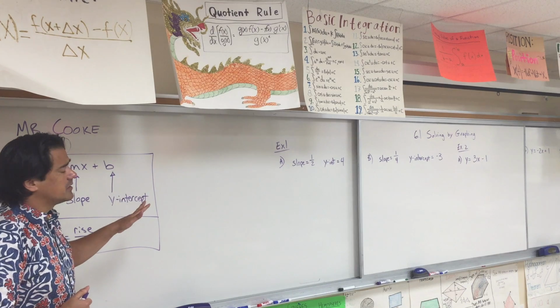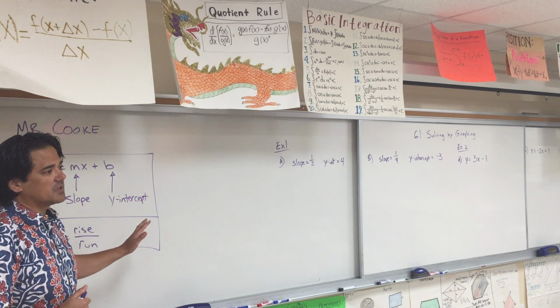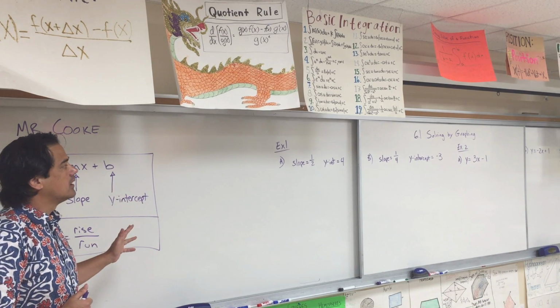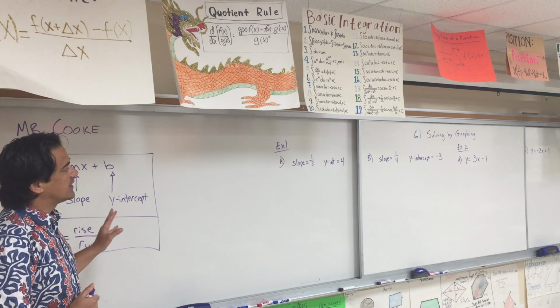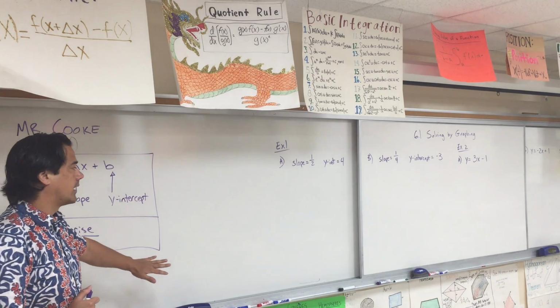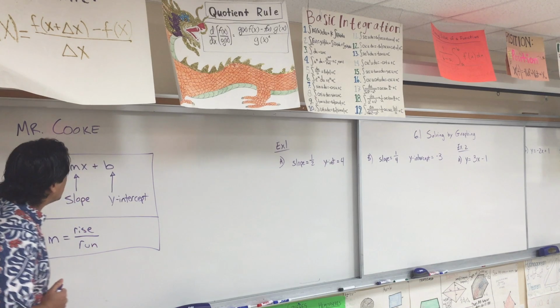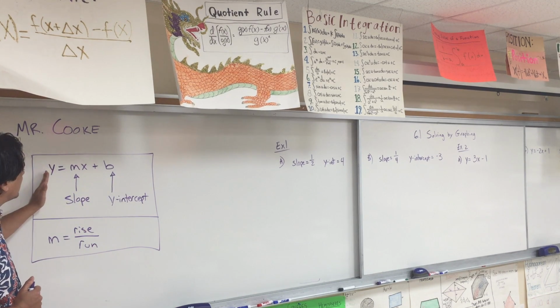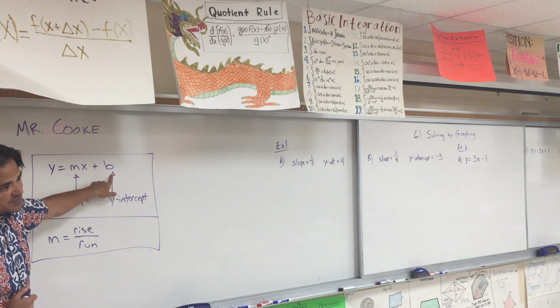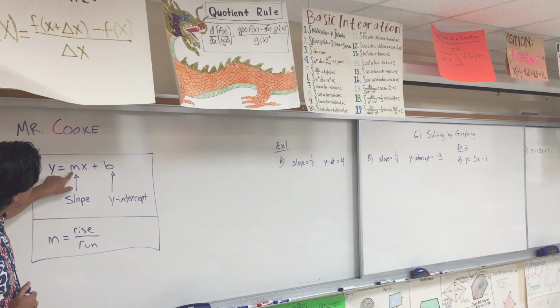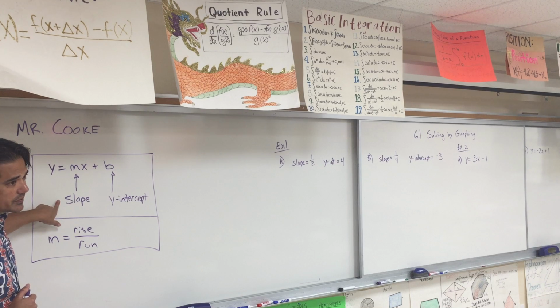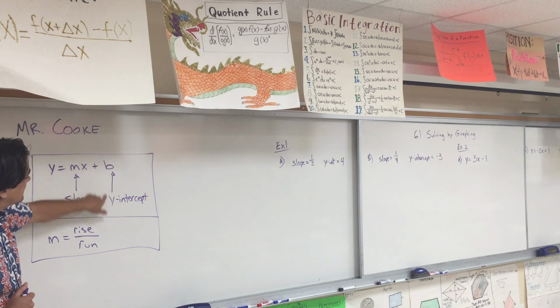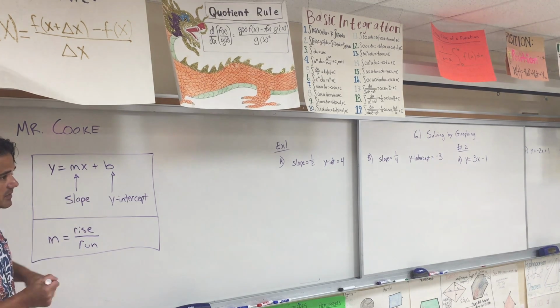So the first section we're going to do is solving systems of equations by graphing. Before we do that, I need to make sure we all know how to graph. Graphing involves our slope-intercept form, which is y equals mx plus b. M stands for our slope, and b stands for our y-intercept.